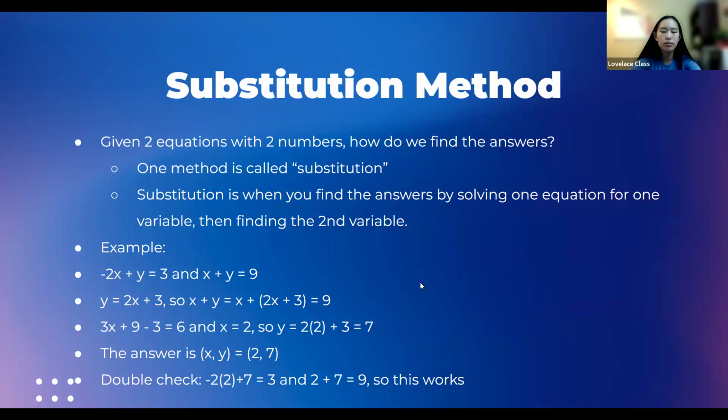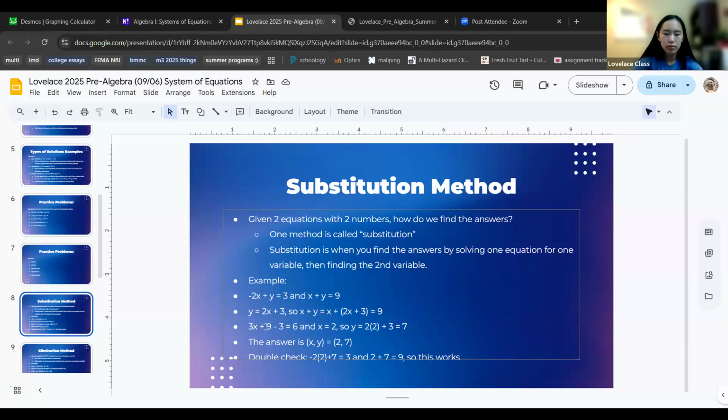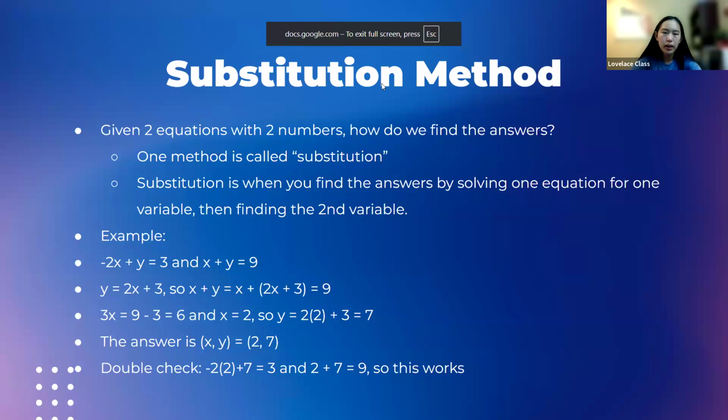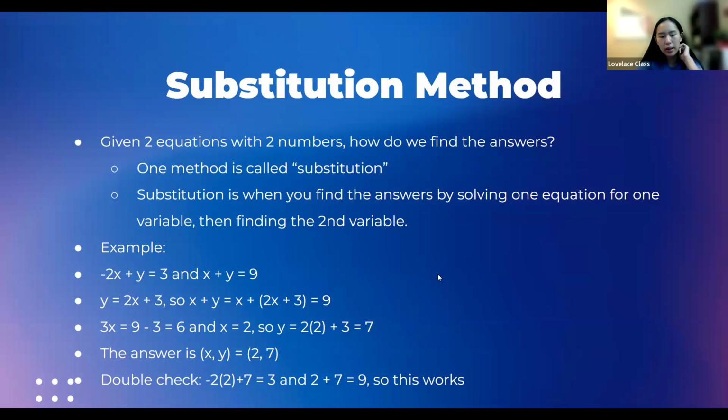3x equals 9 minus 3, which equals 6, and then you can see that x equals 2, and that just means that y equals 2 times 2 plus 3, which equals 7. So that's how you get the answer (x, y) equals (2, 7).